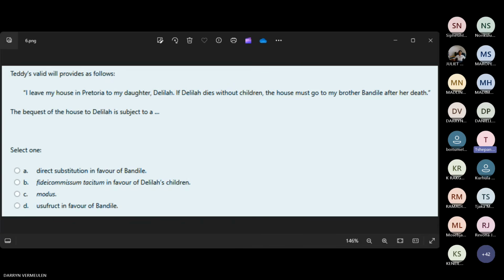Thank you very much, Darren. I actually support the answer B because, in essence, the idea of the fideicommissum is that the property should remain in the same family or family name. Thank you. Yes, it makes sense.